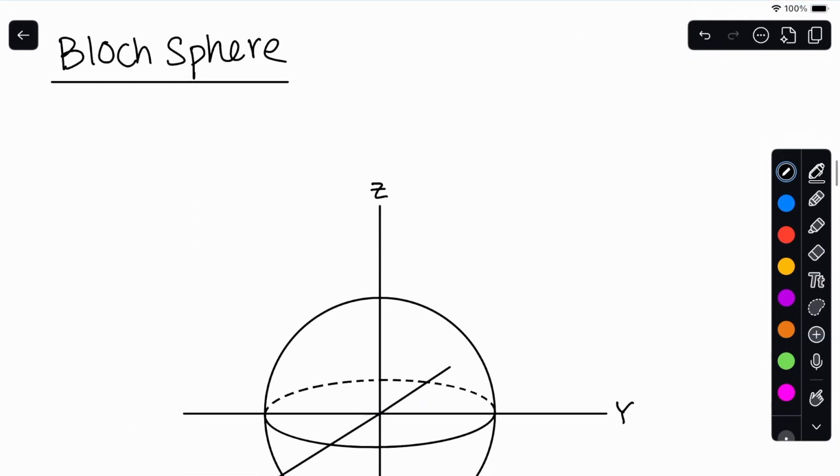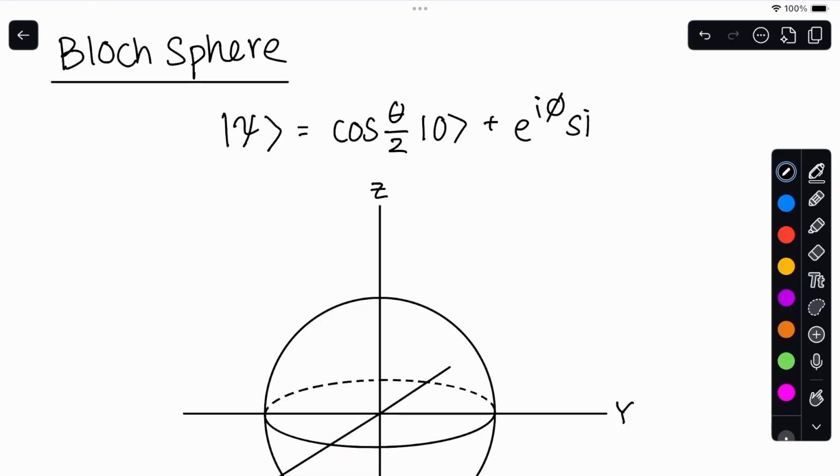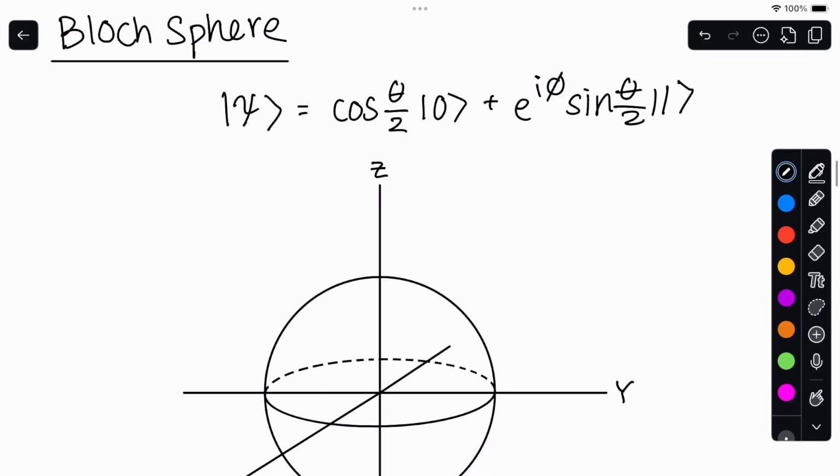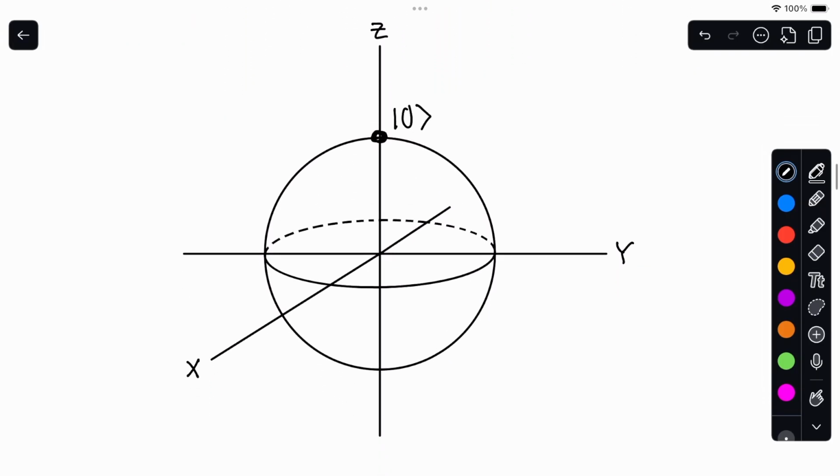So now we can express our quantum state not in terms of alpha or beta, but in terms of theta and phi. So generally speaking, this would be cosine theta over 2 times the 0 state, plus e to the i phi sine theta over 2 times the 1 state. And what that looks like is we'll have the 0 state at the North Pole and the 1 state at the South Pole. And then we can have our arbitrary quantum state pointing to somewhere on the surface of the sphere.